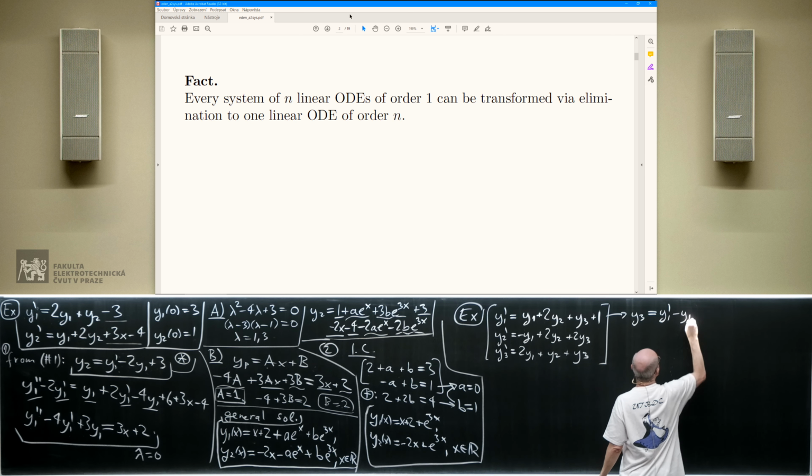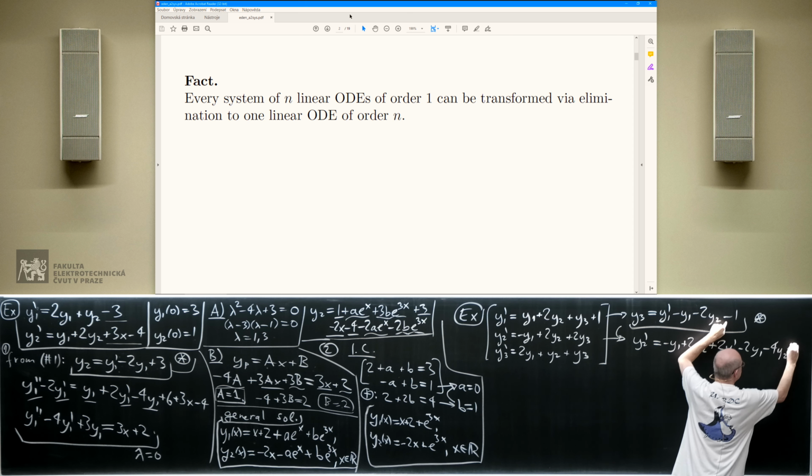Okay, I take this formula, substitute for y3 into my other two equations. From this equation, I get y2 derivative is equal to minus y1 plus 2y2 plus 2y3. So I'm doubling whatever is here on the right. 2y1 prime minus 2y1 minus 4y2 minus 2.